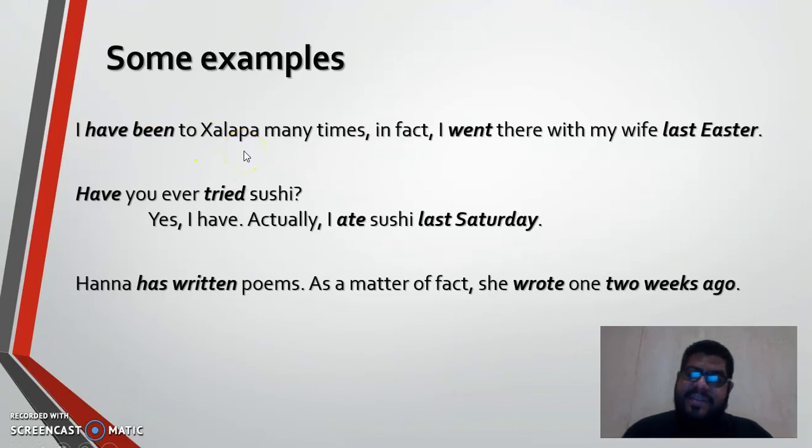This is a present perfect action. And I say I went there with my wife last Easter. It's a simple past action that happened last Easter, or Pascua, as we call it in Spanish. So if you notice, certain elements have been highlighted, or they appear in bold. Have been, the auxiliary and the verb in the past participle. And then here we have went, which is the past tense of go.